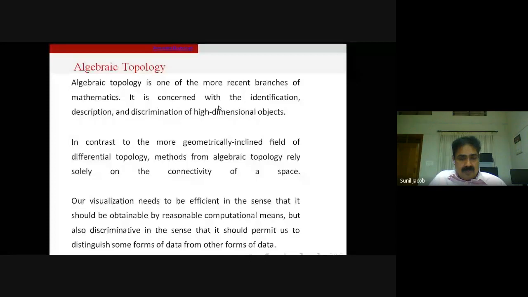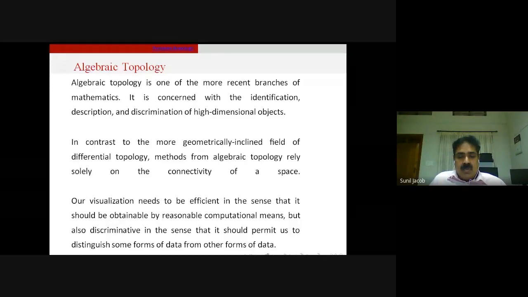Now we need a representation that is computable by reasonable computational means, but also discriminative in the sense that it should allow us to distinguish one form of data from other forms of data. That means when you go for such a computation, it should be computationally feasible, as well as we should be able to clearly distinguish one form of data from the other form of data. These are the two, in fact, often contradicting things that we need to achieve. Therefore, there should be a give and take between these two.